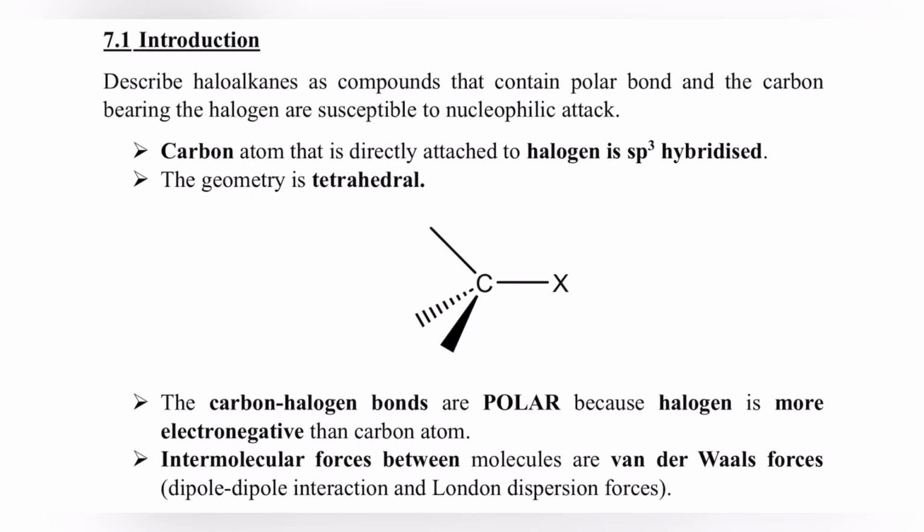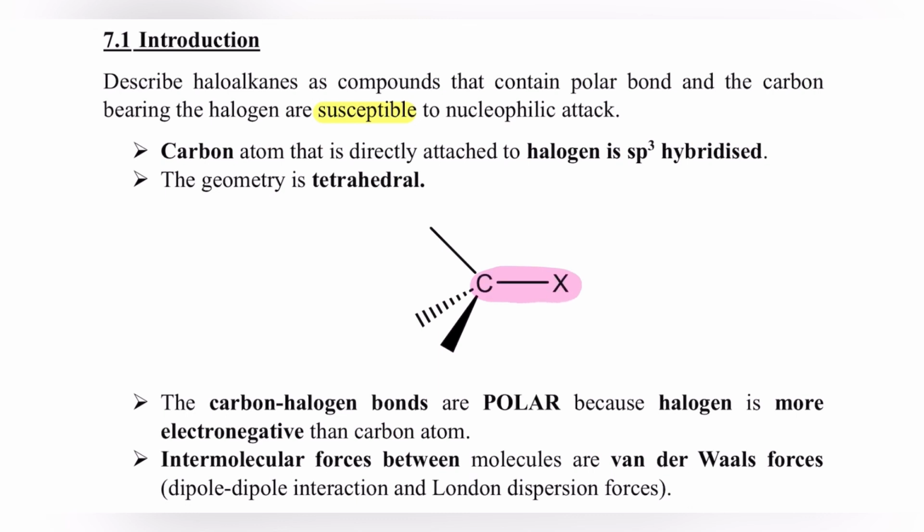Seterusnya, kita akan masuk bahagian terakhir untuk video kali ini. Macam mana kalau soalan minta awak untuk describe haloalkane as a compound that contain polar bond and the carbon bearing halogen are susceptible to nucleophilic attack. Apa maksud susceptible? Maksudnya dia more favor untuk diserang oleh nucleophile. So benda pertama awak kena cakap dulu reactive site dalam haloalkane. Reactive site dalam haloalkane adalah when we talk about the carbon atom attached to halogen.